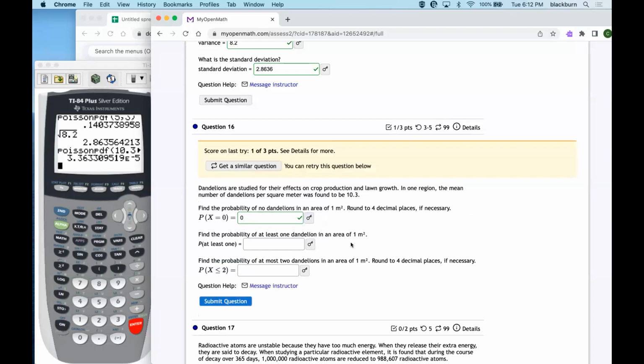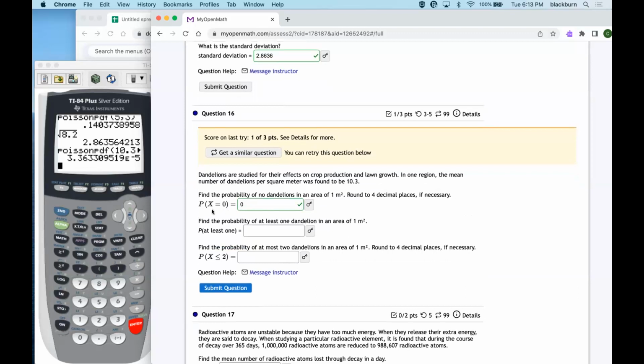So, hey, I don't see any dandelions in my yard right now. My probability wouldn't have been 0. So probability of at least 1 dandelion. Well, here's the deal. If the probability of having 0 dandelions is 0, then there's got to be at least 1 dandelion, right? So you're probably going to have 100% or 1 for that probability. Then the probability of having at most 2 dandelions. So at most is going to be the CDF one. So we would use the Poisson CDF for cumulative.